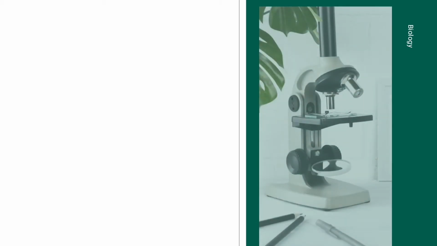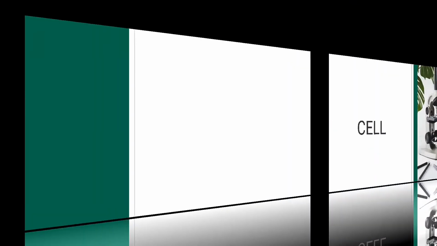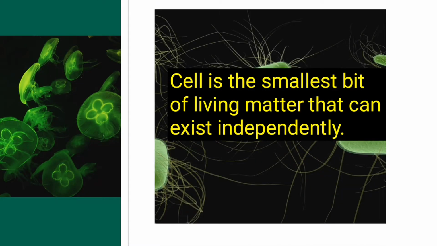In this lesson, we shall be learning another topic called cell. Cell as a living unit. We've all been hearing what cell is. So what do you understand by the word cell? So cell is said to be the smallest bit of living matter that can exist independently.